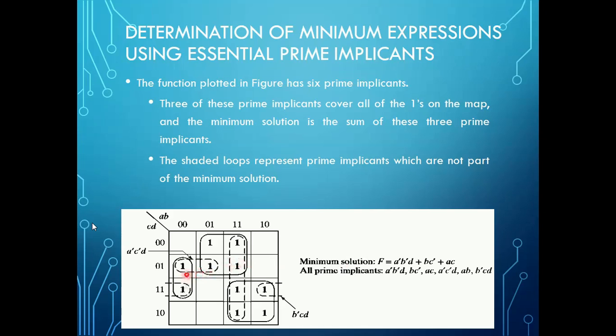That is a bar, c bar d, and b c bar and ac. They are the prime implicants we are going to choose to form a minimum solution. The shaded loops represent prime implicants which are not part of the minimum solution. You also have some other prime implicants in this problem, but they are not the prime implicants which have to be included in the minimum solution.